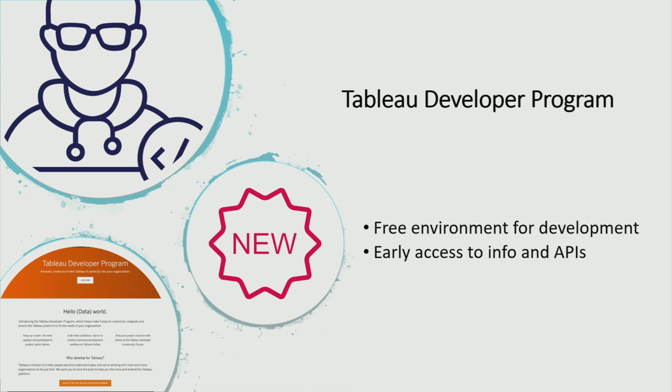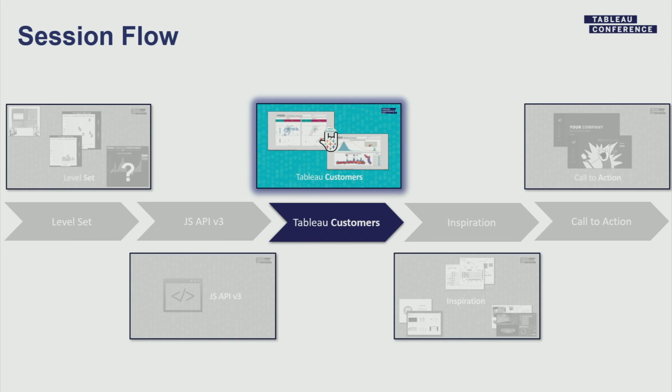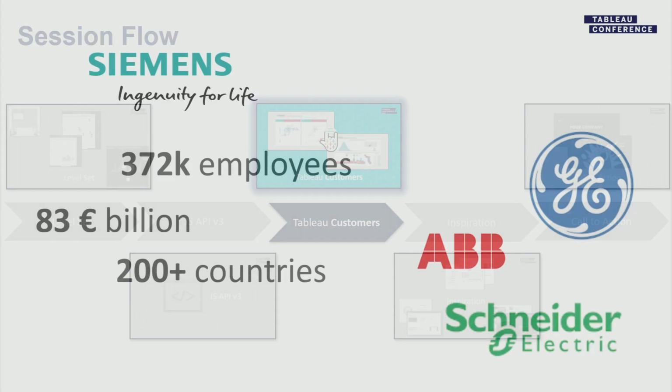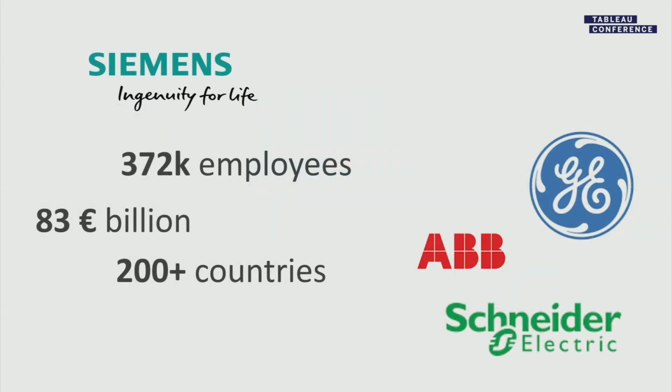So with that, I give it back to Timo. Cool. Let's talk about some customer cases. How are customers already leveraging our JavaScript API? One of the clients is Siemens. Siemens is a German conglomerate company which is creating everything from wind turbines, trains, but also hardware and software for energy transmission. So they're a little bit of a similar beast to GE, with roughly 400,000 employees, more than 80 billion in revenue, and operating in more than 200 different countries.